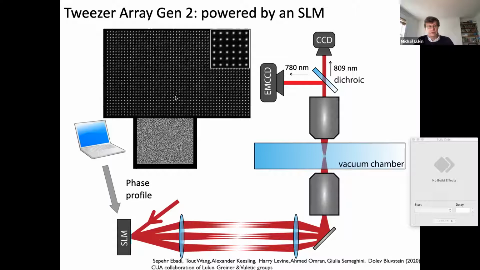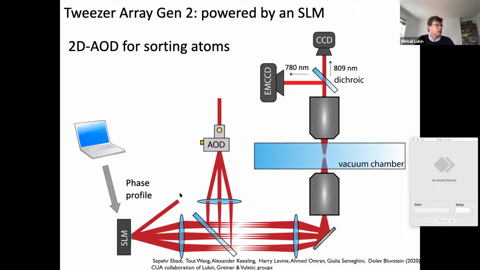The disadvantage of this spatial light modulator is that it is relatively slow. So we need a second channel to move the atoms to fix these imperfections. We do it using two acousto-optic modulators arranged 90 degrees relative to each other. This means we can move rows and columns of atoms to rearrange them into a desired configuration, and we now do this in a computer controlled way.